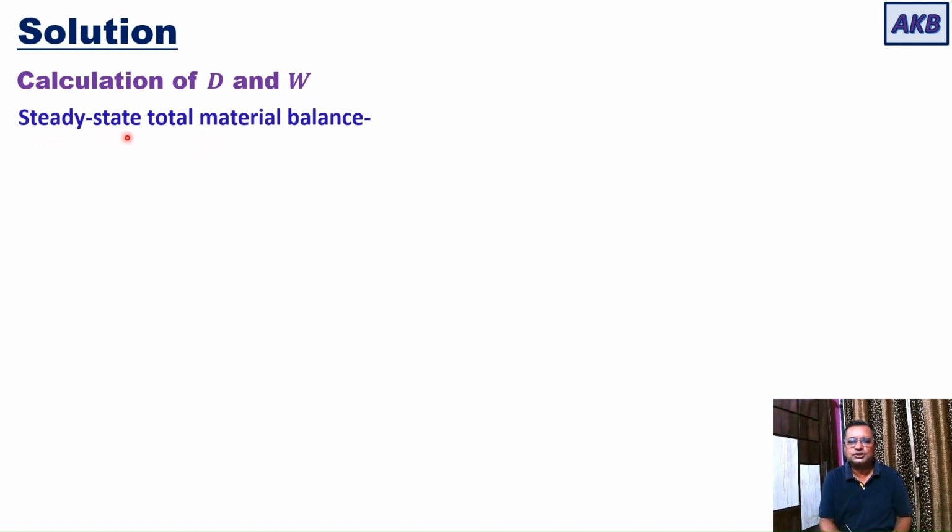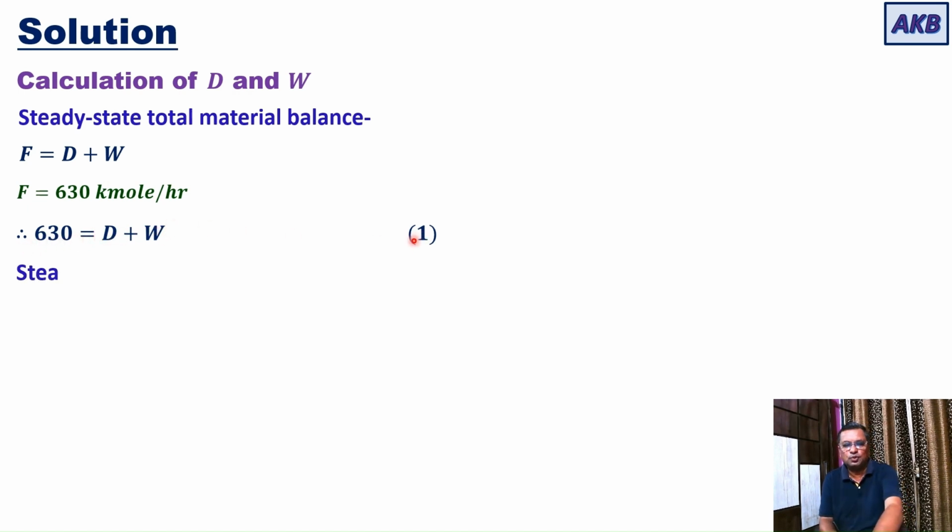So for that we are going to use steady state total material balance for the entire operation, and that is F is equal to D plus W. I have discussed about material balance for a typical distillation column in my earlier videos. You please watch those videos. So for now I am going to use the expression for steady state total material balance, that is F is equal to D plus W. So F is given to us, it is 630 kilomole per hour. So if I use this in the equation, I will get 630 is equal to D plus W, and I am calling it as equation number 1.